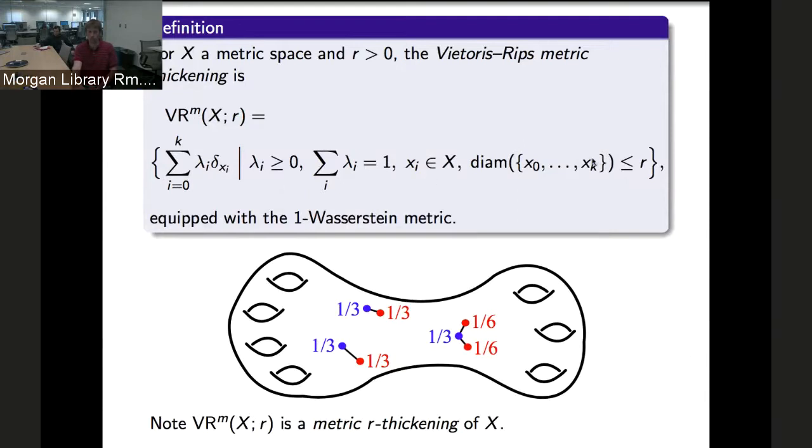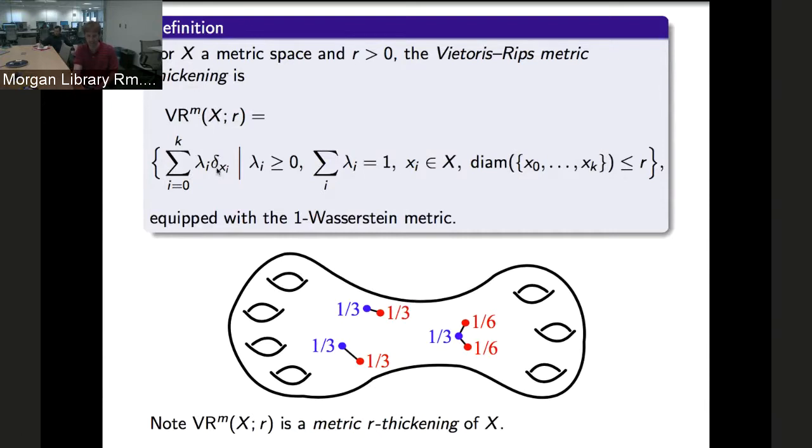It should look very much like the definition of a geometric realization of a simplicial complex. So on the left, I have the sum of lambda i's delta xi's. Pretend the delta xi's were just xi's. So it wasn't a delta xi, it was just an xi.